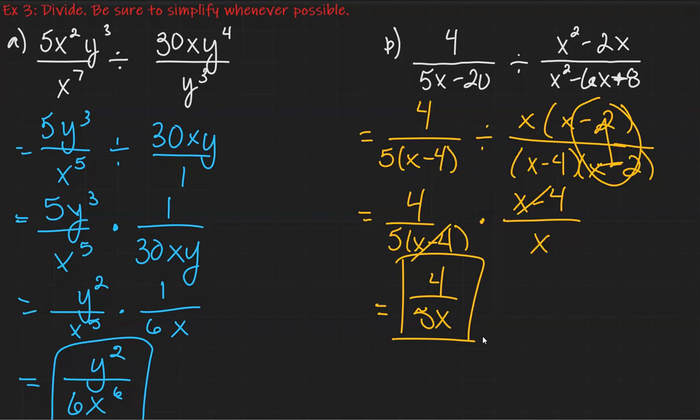Remember, multiplication with fractions, we don't need a common denominator, just multiply straight across. Division, keep, change, flip. So keep the first one, the dividend, change it to multiplication, take the reciprocal of what would be called the divisor.